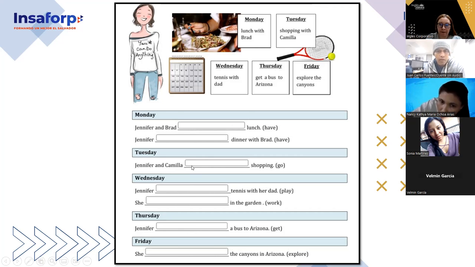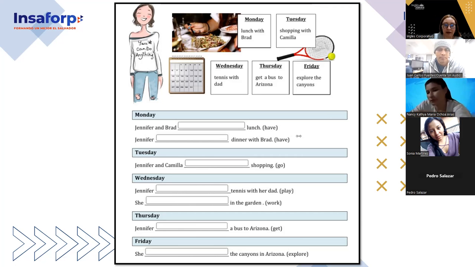Tuesday, Jennifer and Camila. Verb to be? Are. Correct. Y nos dice el verbo go, entonces sería Jennifer and Camila are going. Exactly, are going shopping. Perfect. Then on Wednesday, we have Jennifer. Jennifer is third person. ¿Cuál sería mi verbo entonces? ¿La oración completa? What would be is playing tennis with her dad. That is correct. Thank you, Pedro.